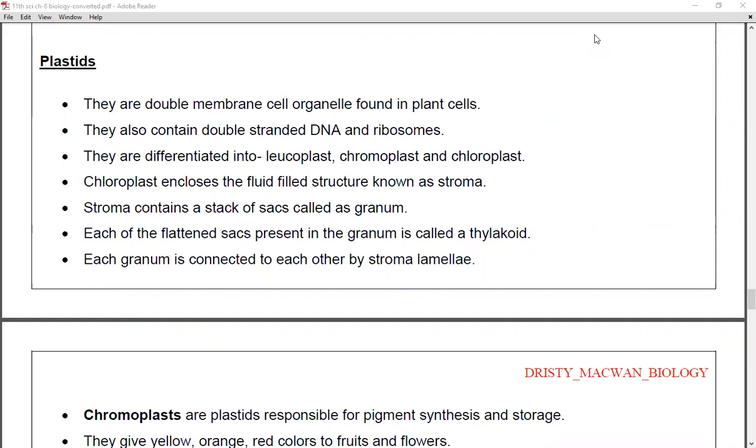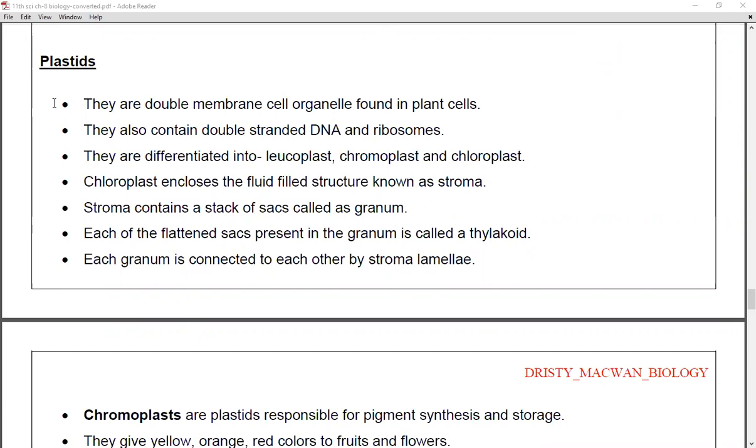Today we are going to see 11th science biology, chapter number 8, that is the cell, the unit of life. We have already covered so many topics of this chapter, that is, so many organelles of the cell, and yet we are going to start with the remaining cell organelles. First, we are going to see today the plastids, right?